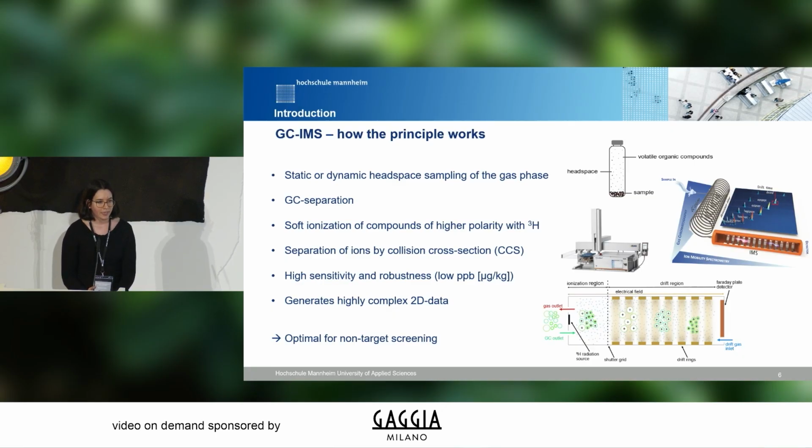We subject that to gas chromatography to separate the compounds inside of the sample by their boiling points. Afterwards, the compounds are ionized in the IMS cell by a very soft ionization, and then separated by drifting alongside an electrical field against a gas stream of nitrogen. As you can imagine, with the nitrogen molecules inside of this little tube, molecules that have a very small size drift faster than molecules that have a very large size. This is the so-called collisional cross-section, and by this, we get a second separation dimension in our data.